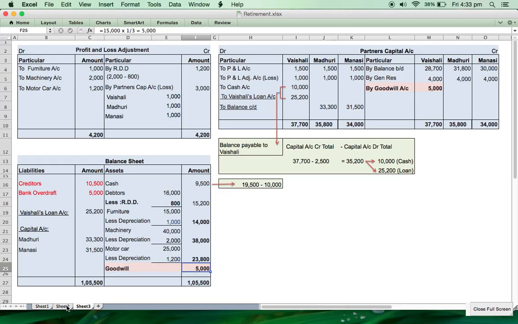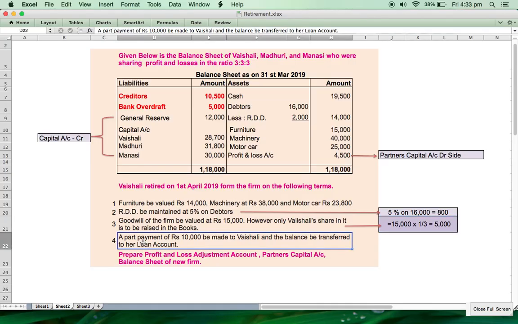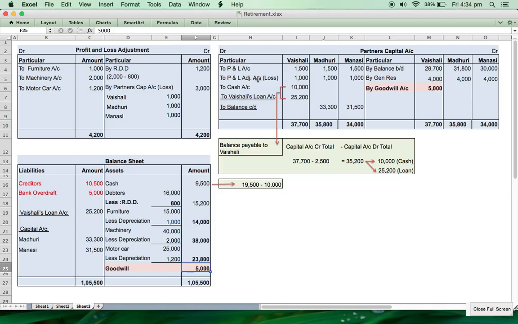After that, this is the last adjustment, saying part payment of 10,000 should be made to Vaishali and balance should be transferred to her loan account. So when you close this account and when you find out the balance payable to the retiring partner, that is Vaishali, out of that total balance, 10,000 should be paid out of the cash and the remaining balance will be transferred to her loan account.